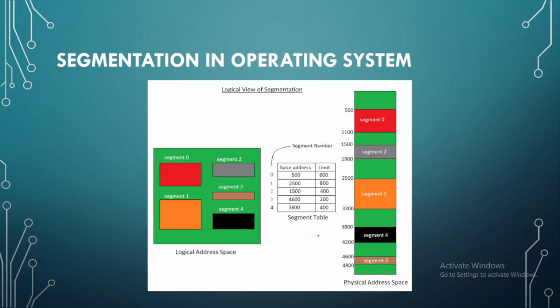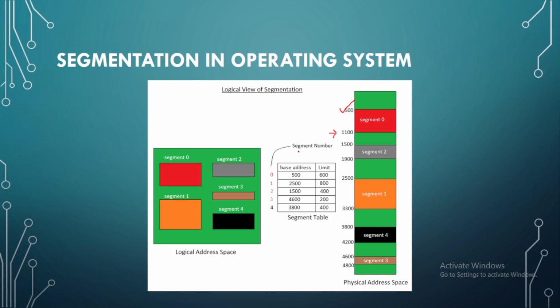Here is the logical view of the segment. Here we have base addresses of each segment: 0, 1, 2, 3, and 4. So this is the base address, and this is the limit here. You can see this segment starts at address 500 and its limit is 600. So 500 plus 600 is 1100. So any address generated between 500 and 1100 is valid.